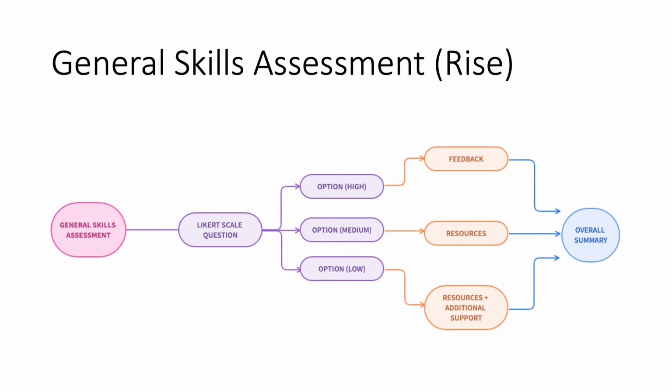So if they answer high confidence, then they'd still get some sort of feedback, some prompts or tips to consider. If they answered medium, they'd be provided with additional resources, perhaps some curated apps that they can incorporate into their practice. And if they answered low, then they would still be provided with resources along with some additional supports that they might want to consider that they might not have even known about. And then they'll be provided with an overall summary or bird's eye view of their choices, which will be great later on when they can refer to it and potentially see how far they've come.